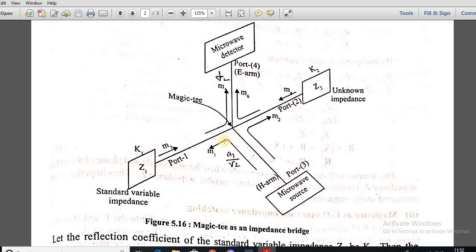So what is the incident component? Sorry, the incident component is M1 and the reflected component is M3. So K1 is the ratio of M3 divided by M1. And M1 is nothing but A3 divided by root 2.